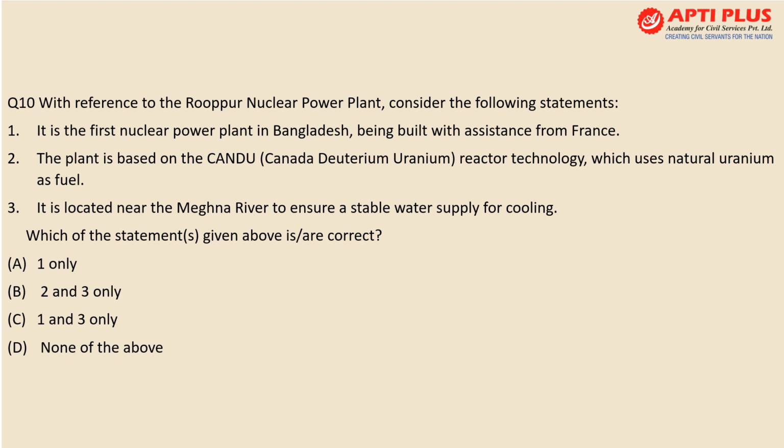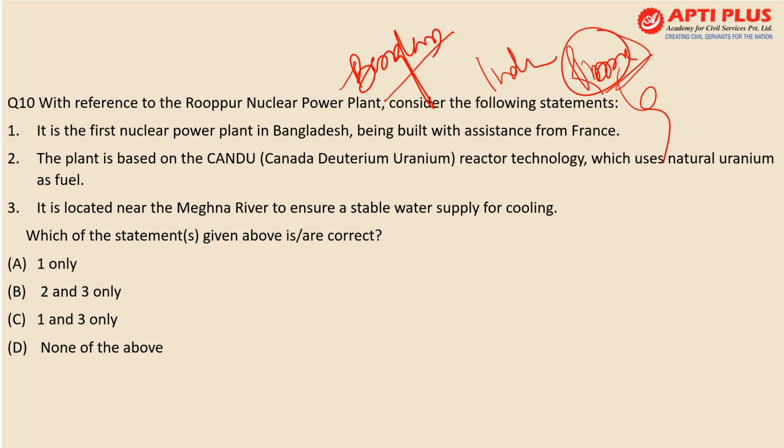नेक्स्ट क्वेश्चन, रोपुर न्यूक्लियर पावर प्लांट के रिस्पेक्ट में. ये रोपुर न्यूक्लियर पावर प्लांट कहाँ पे है, हमारा बांग्लादेश में. एंड इट इज सेट अप विद द हेल्प ऑफ इंडिया एंड रशिया. रशिया की जो न्यूक्लियर एजेंसी है वो क्या है, रोजा एटम. तो अभी हमारा फर्स्ट स्टेटमेंट क्या है, इट्स अ फर्स्ट न्यूक्लियर पावर प्लांट इन बांग्लादेश. ये बात तो सही है, बट इट इज बीइंग बिल्ट विद द असिस्टेंस फ्रॉम रशिया एंड नॉट France.